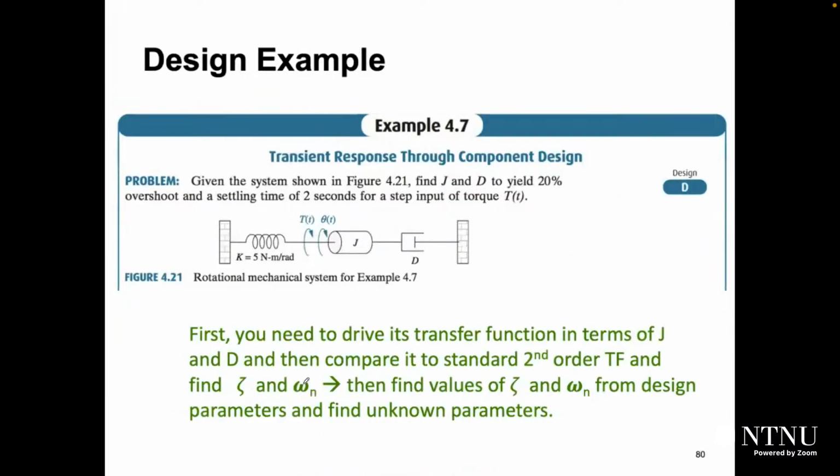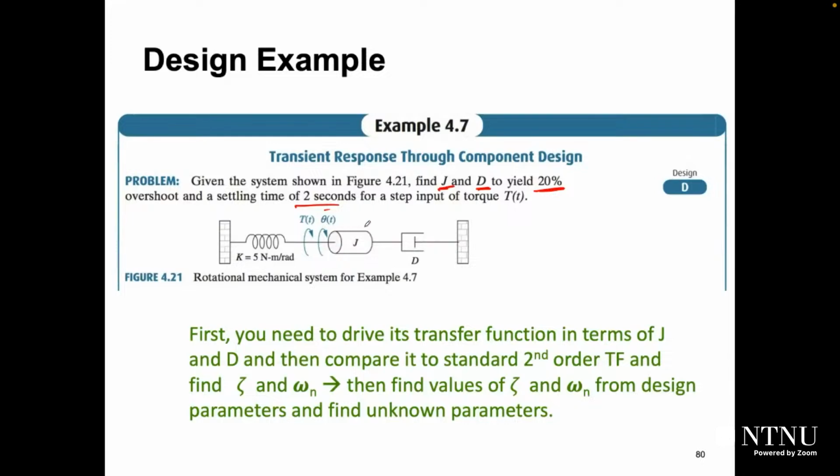Now we have a design example. In this example, we have a system shown in the figure. Find J and D to give you 20% overshoot and a settling time of 2 seconds. It's a design, in fact, with a settling time of 2 seconds for a step input of a torque T. So this system has a torque. We apply a torque here.